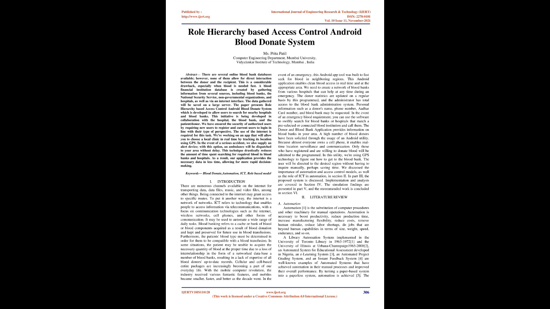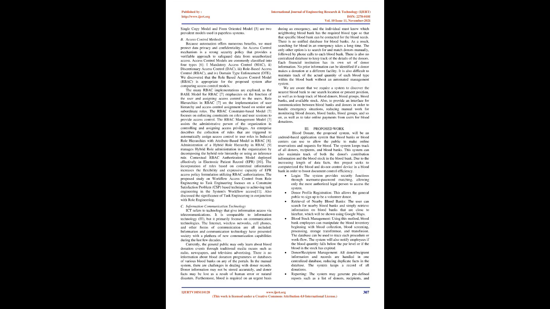We need to create a network of blood banks from various hospitals that can help at any time during an emergency. The donor statistics are updated on a regular basis by this program, and the administrator has total access to the blood bank administration system. Personal information such as a donor's name, phone number, Aadhaar card number, and blood bank may be requested. In the event of an emergency blood requirement, you can use the software to swiftly search for blood banks or hospitals that match a pre-selected or connected blood institution and call them.